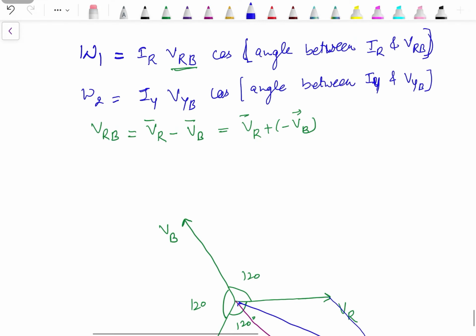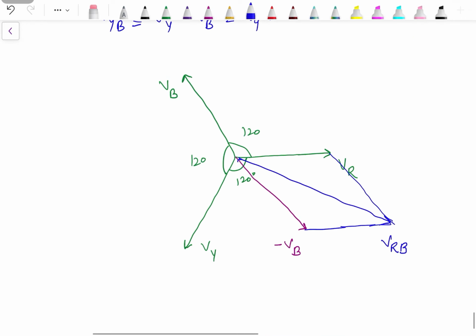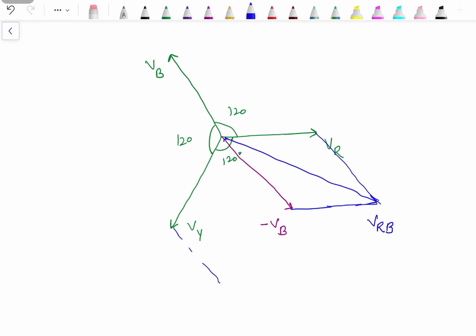Similarly, we have voltage VYB, which is equal to VY minus VB, VY plus minus of VB. We had already drawn minus of VB. Now the phasor sum of these two will give us the value of VYB. This angle is 30 degree. This angle is also 30 degree.